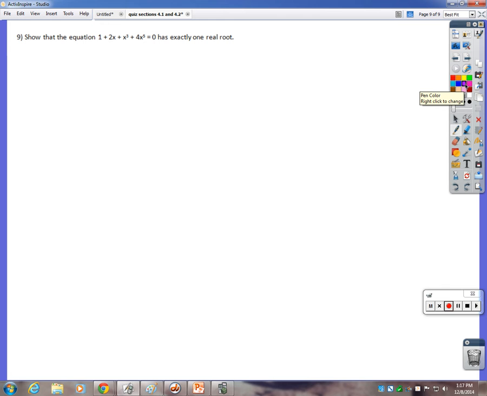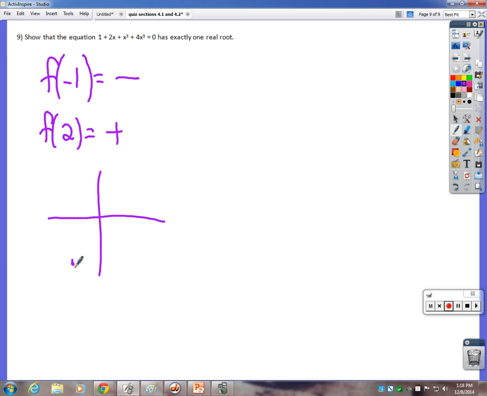All right, last one, number 9. Show that that equation has exactly 1 real root. So first we're going to show that it has at least 1 real root. How do I do that? Yeah, good. I'm going to plug in a negative number there that's going to give me a negative answer. And then I'm going to plug in a positive number that's going to give me a positive answer. And that tells me that if it gets from negative to positive and it's continuous, it has to pass through the x-axis at some point. So it has to have at least 1 real root.